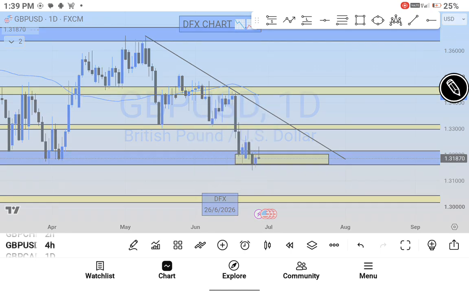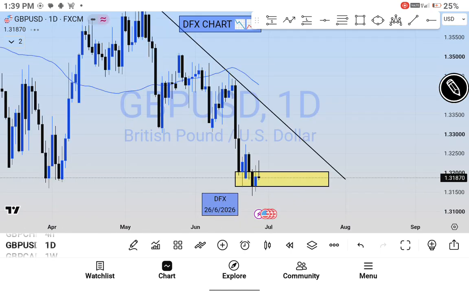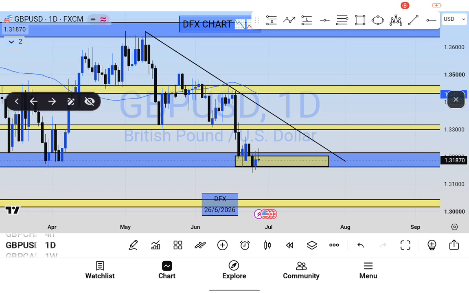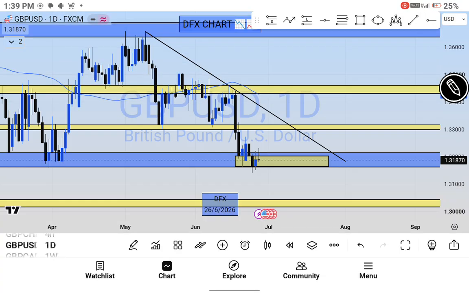Going to the 4 hours, nothing there. We just wait for the daily time frame to show us the direction. If the market wants to buy, we buy, and if the market wants to sell, we sell. All right, so that's for pounds USD.